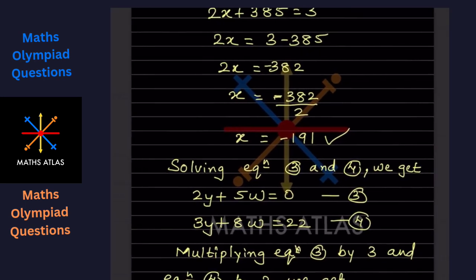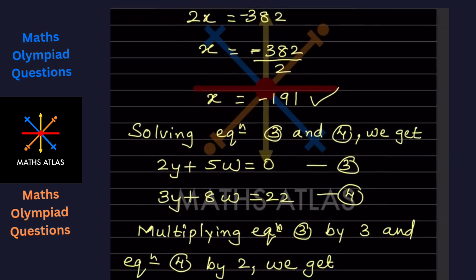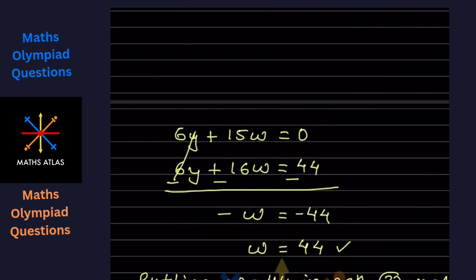So now look at here. Yeah, so this is the one. Now again I will change the sign. So that will be minus 16 plus, here the new sign, that is minus w. This is going to get cancelled. So that will be minus 44. So this and this gets gone, w is equal to 44.